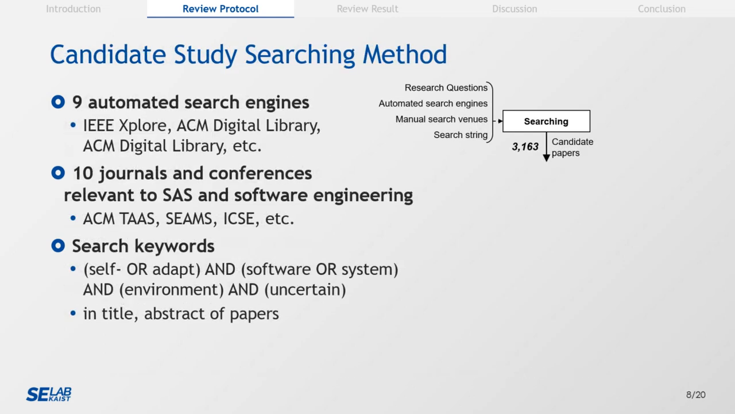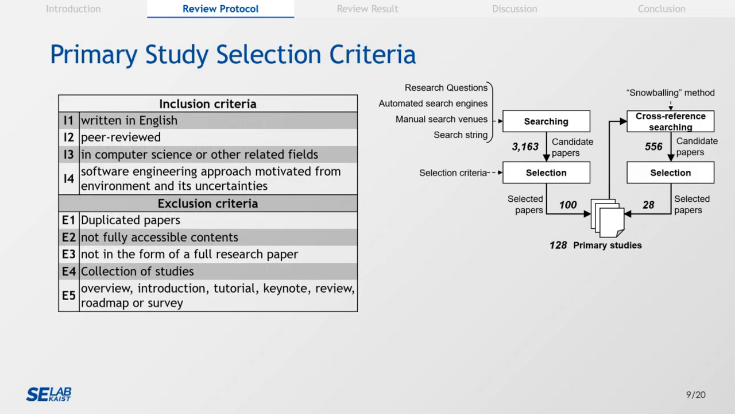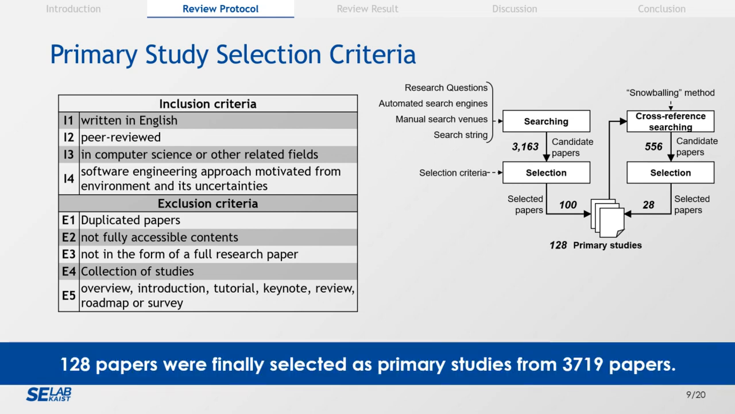Based on the research questions, we searched candidate papers. We utilized 9 widely used search engines for automated search. We also manually searched all papers in 10 journals and conferences that are related to our questions. In these papers, we selected papers including these keywords as candidate papers. Among the candidate papers, those satisfying these criteria were selected as primary studies of this SLR. We also searched all references of the selected papers and re-evaluated the papers based on these criteria again. We repeated this process until there were no more new papers. Finally, we selected 128 primary studies from 3719 papers.